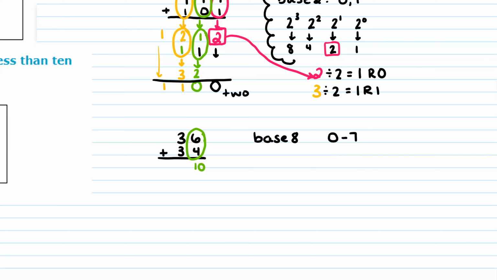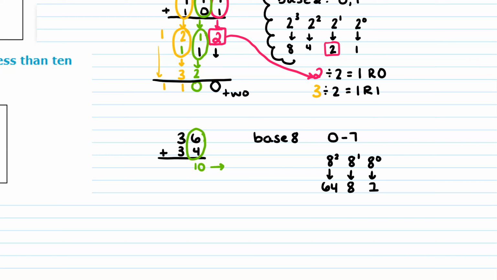So we have to think about the powers of 8. Sorry about that. So 8 to the 0 is 1, 8 to the first is 8, and 8 squared is 64. All right, so now we added 6 and 4, and that makes 10. So let's think about the value of 10 in base 8.